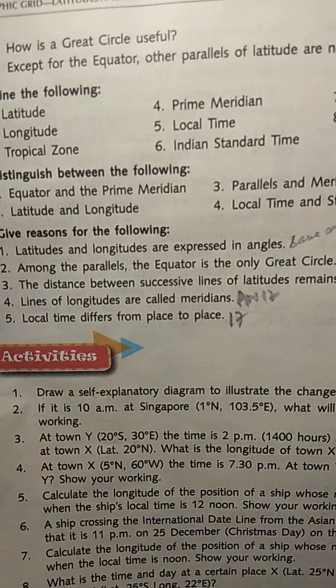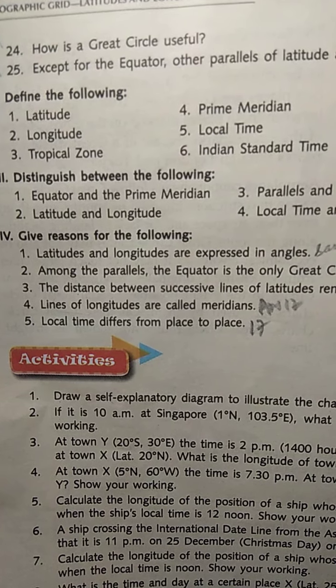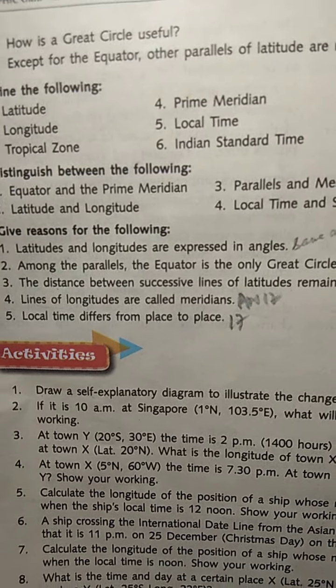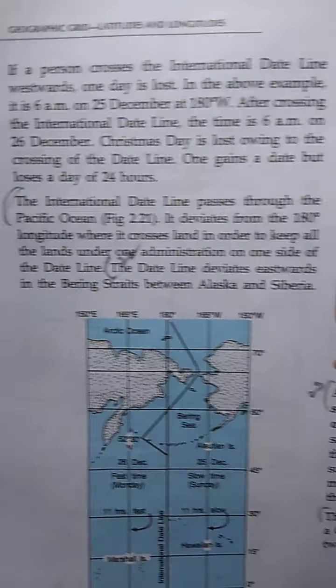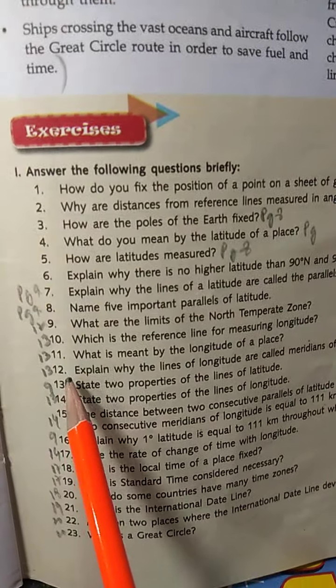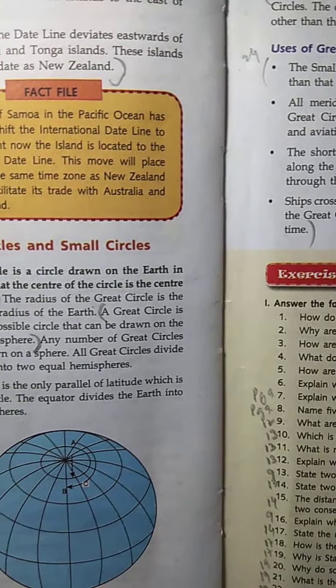The next question is, lines of longitudes are called meridians. We have already discussed it. That is answer number 17. Local time, answer number 12. Answer number 12. You see, the question is the same. Explain why the lines of longitudes are called meridians of longitude. And again, give reasons for the following.